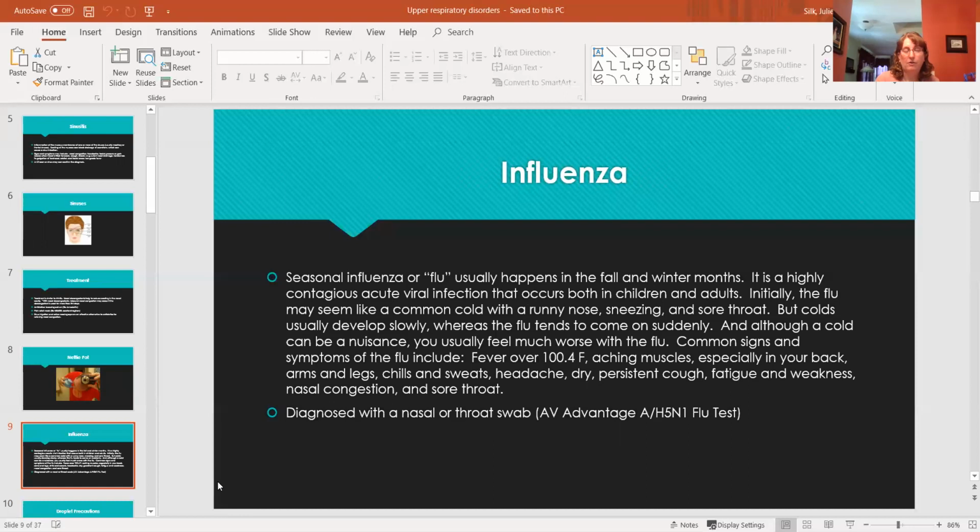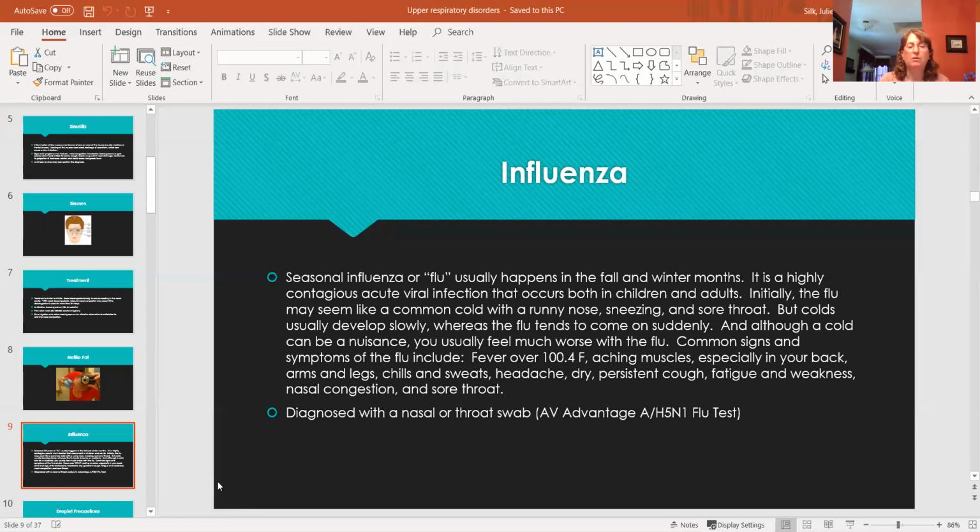Influenza is another part of the upper respiratory tract problems. So seasonal influenza or the flu usually happens in the fall or winter months. It is a highly contagious acute viral infection that occurs both in children and adults. Initially, the flu can seem like the common cold. You have similar symptoms, runny nose, sneezing, and sore throat. But colds usually develop slowly, whereas the flu tends to come on suddenly. And although a cold can be a nuisance, you usually feel much worse with the flu.